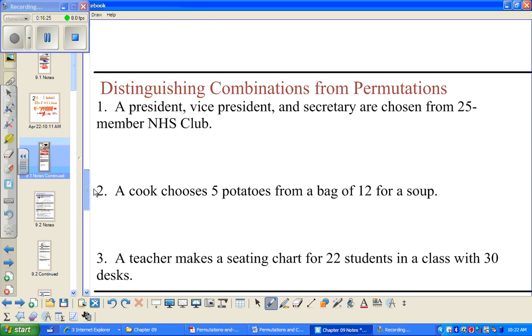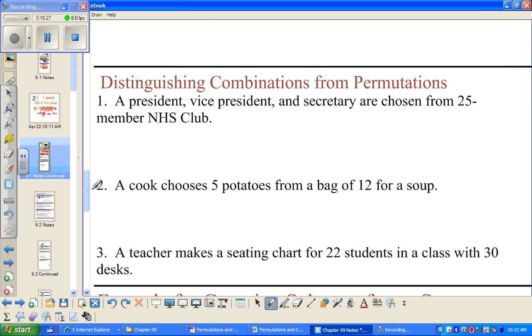So from there, the question for you is not how to plug in the numbers into the equations, but which equation should I use, or what situation am I dealing with. That's what is going to be hardest for you to figure out. It's all about whether the order matters, not in which you pick things. So in this case, a president, vice president, and secretary are chosen from a 25-member NHS club. Well, in that case, you have a specific role assigned, which means we want a permutation. You're picking 3 people for 3 specific jobs.